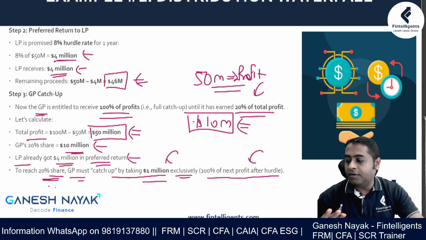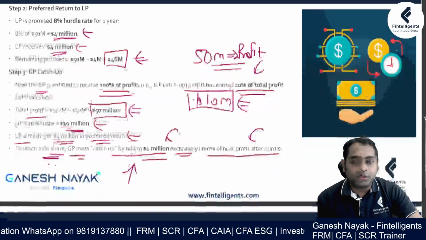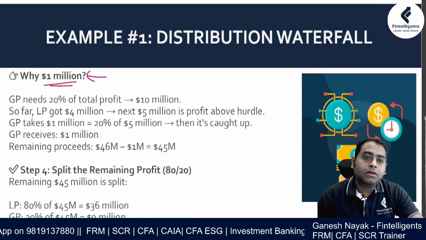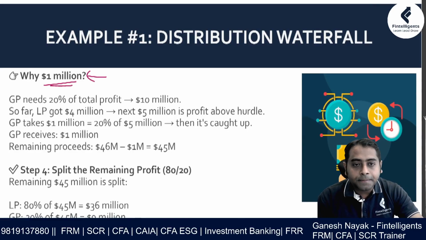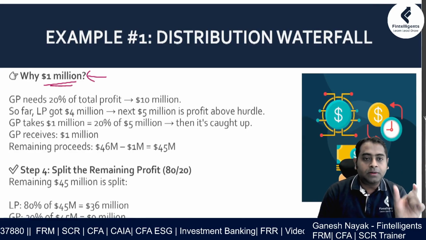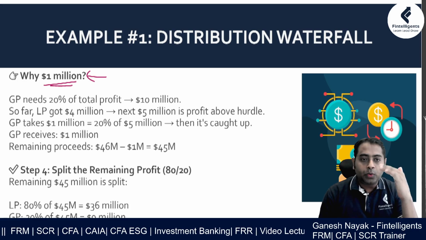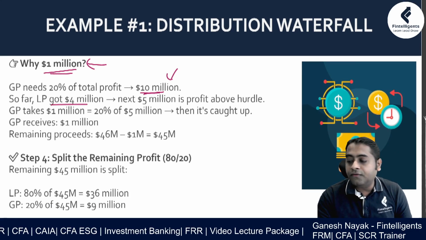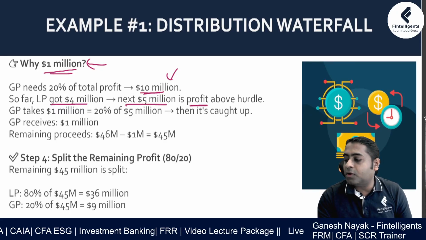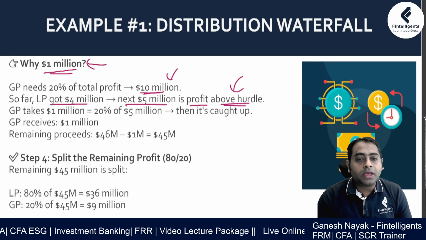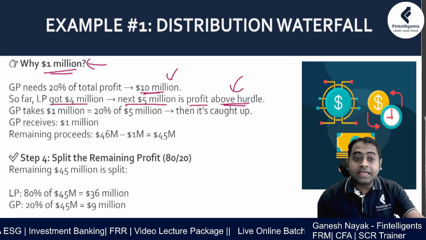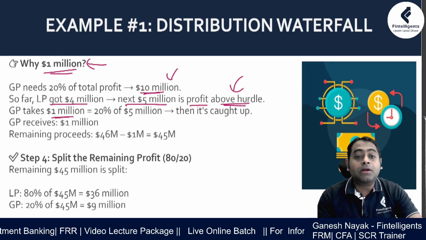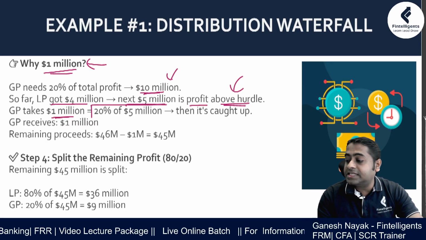Let us move forward. This is the $1 million logic. Now read over here. Why are we calculating this $1 million? How did we come to this number? We had a total profit of $50 million, and 20% was 10 million. This is a repeat. Now the LP has already got $4 million. The next $5 million is profit above the hurdle rate. If the GP takes $1 million, what is this $1 million? It is 20% of the next $5 million.